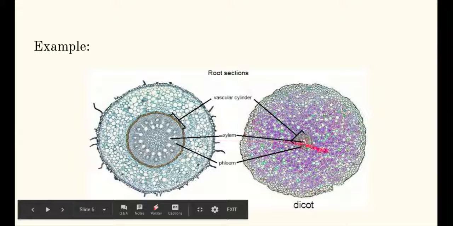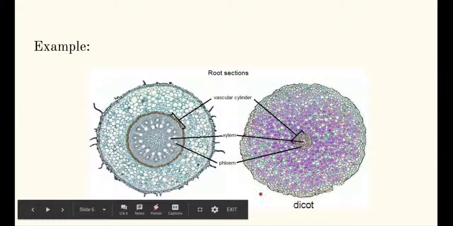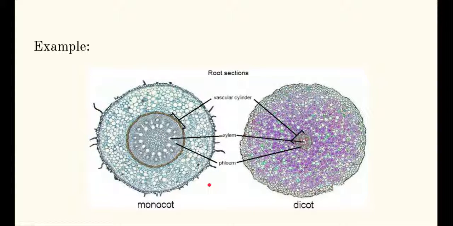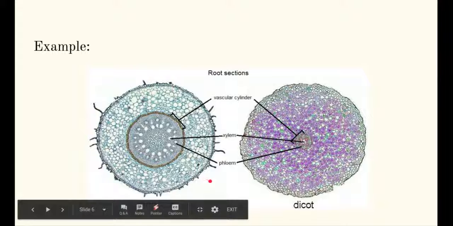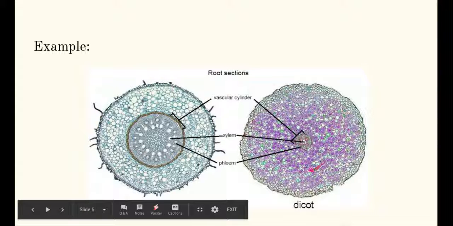This is another example. Right here, this is the xylem and phloem. This is a monocot. This is a dicot. As you see, the monocot is organized more and the dicot is more spread out, and everything is everywhere. They're not as organized as the monocot is.